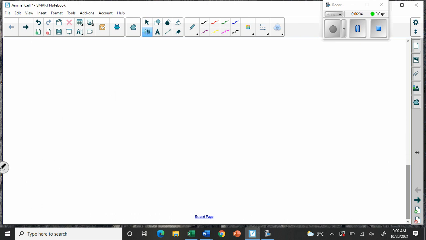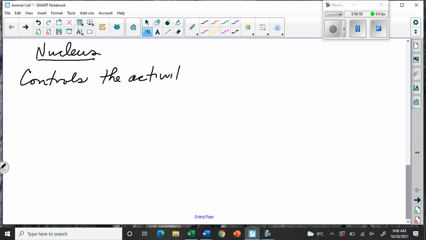Now we'll move on to the nucleus. The nucleus, there's no particular order. The nucleus controls the cell, or all the activities of the cell. And the way it does that is kind of special. Let me put a little arrow here. This is how it does it.